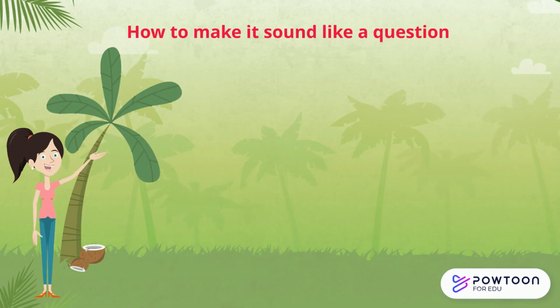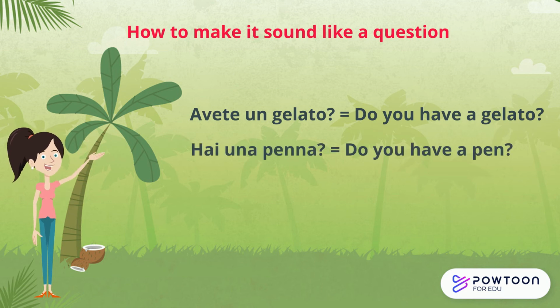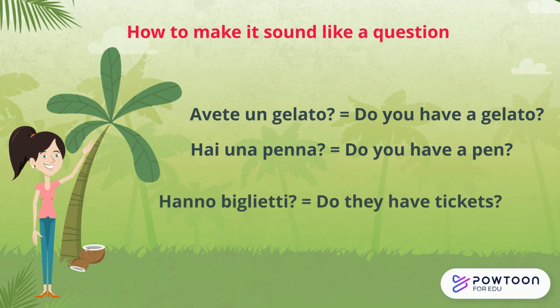How to make avere sound like a question. Avete un gelato? Do you have a gelato? Hai una penna? Do you have a pen? Hanno biglietti? Do they have tickets?